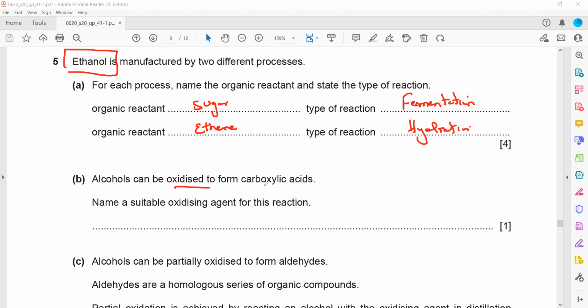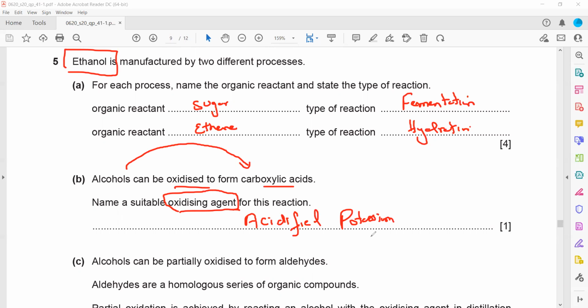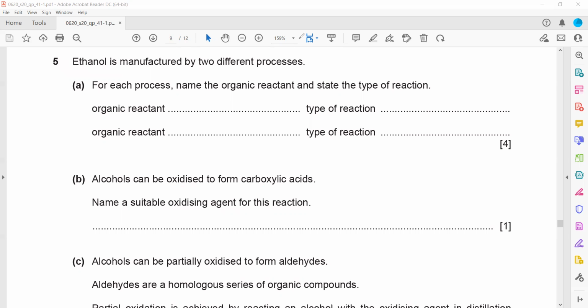Alcohol can be oxidized to form carboxylic acid. Name a suitable oxidizing agent. You have to memorize this oxidizing agent. Always the oxidizing agent to convert alcohol into carboxylic acid is acidified. Acidified means it contains acid. So acidified potassium manganate(VII). Yes, you can write glucose there, sugar or glucose. So this will always be an oxidizing agent which converts alcohol to carboxylic acid.